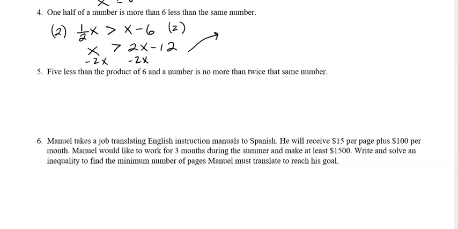So x minus 2x is negative x. And then these cancel and it just makes negative 12. So multiplying or dividing by negative 1 turns this into x is less than 12.